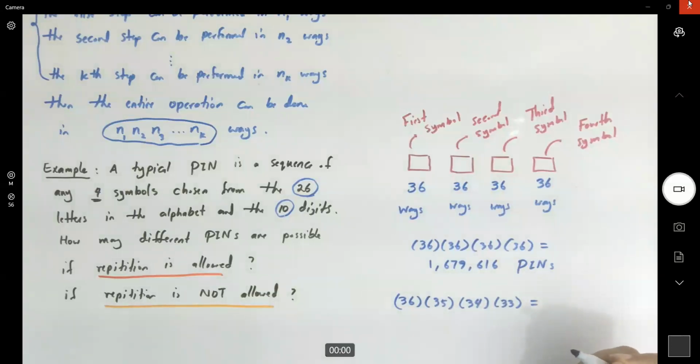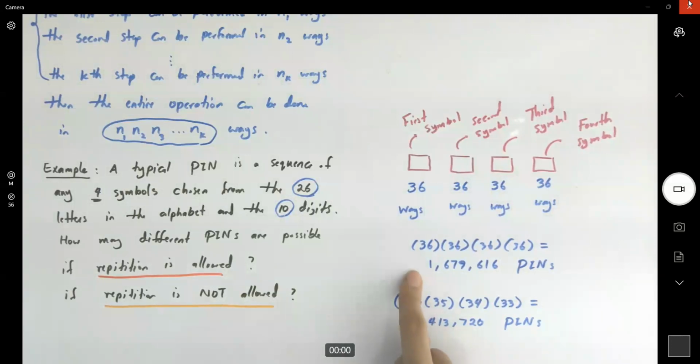So if you multiply these together, let's see, you're going to have 1,413,720 available PINs. As you can see, the number of PINs reduced. You have fewer options than with repetition.